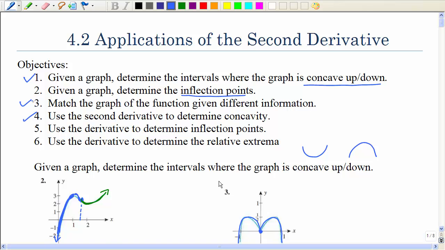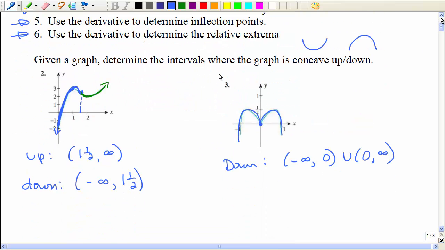In this part of the video, we'll be going back and revisiting those graphs and finding where their inflection points are. Then we're going to use the derivative to find the inflection points, and then we're going to use the derivative to find the extrema. So let's go back to the graphs that we did in part 1.